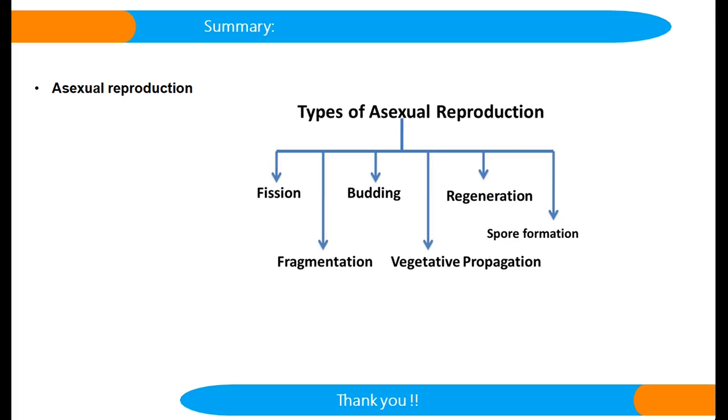Let's summarize today's topic. Today we have learnt the asexual mode of reproduction, which includes fission, budding, regeneration, fragmentation and vegetative propagation. And spore formation we will study in our next session.